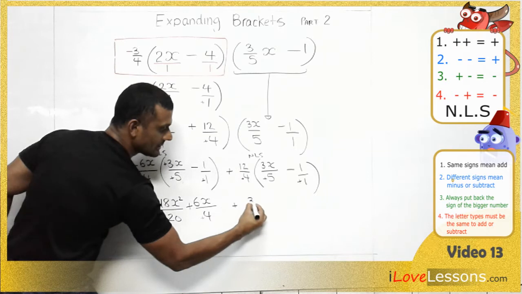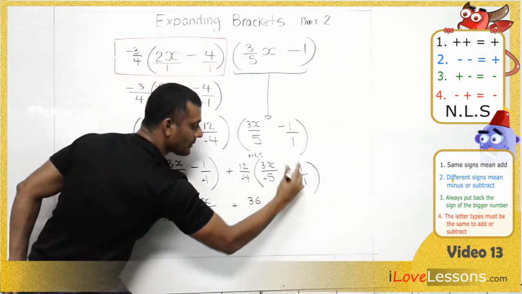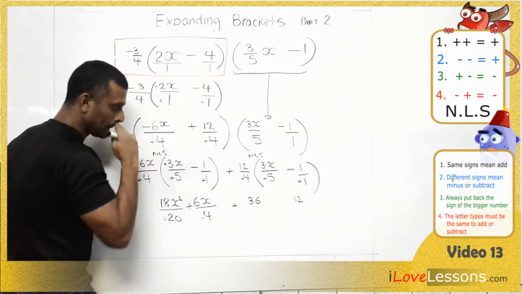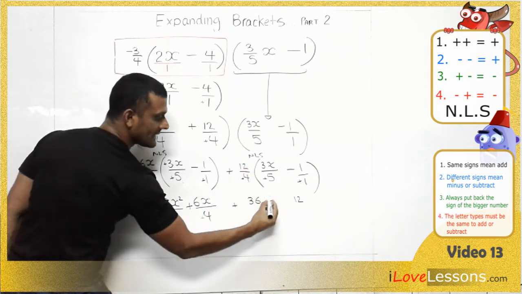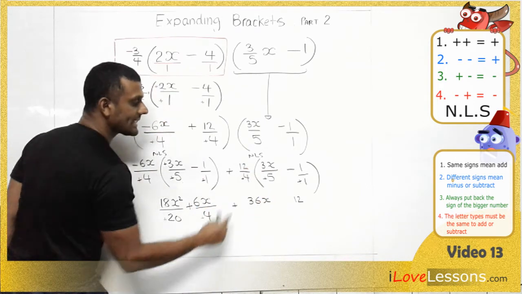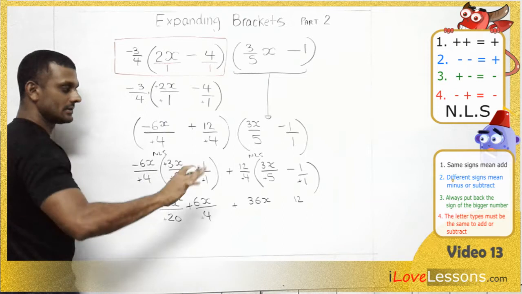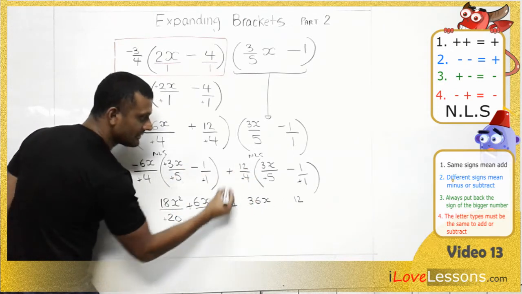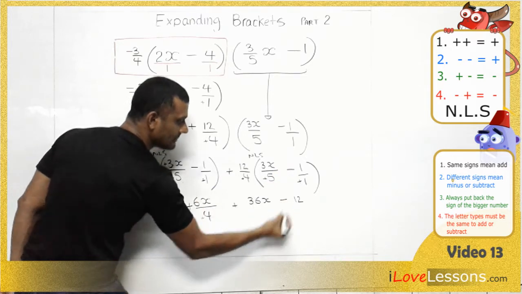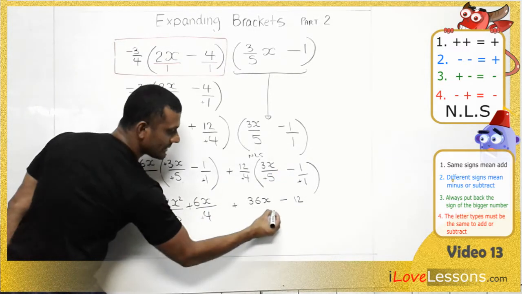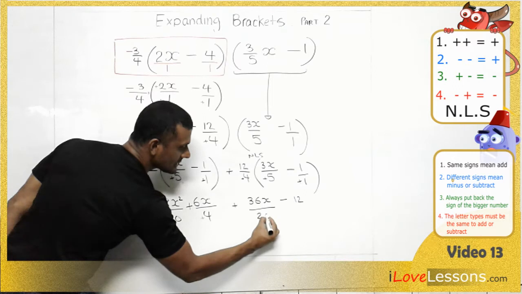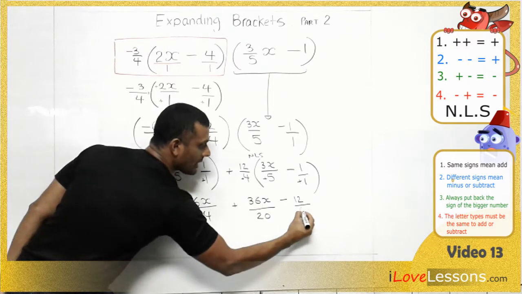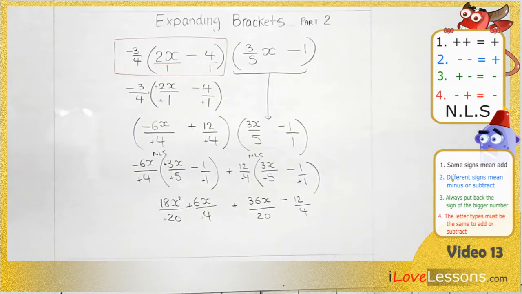12 by 3 is 36. 12 by 1 is 12. Letters: when you multiply these two on top, the letter involved was x. When you multiply these two on top, no letters. Positive by positive is a positive. Positive by negative is a negative. Let's do the underneath. 4 by 5 is 20. And 4 by 1 is 4.